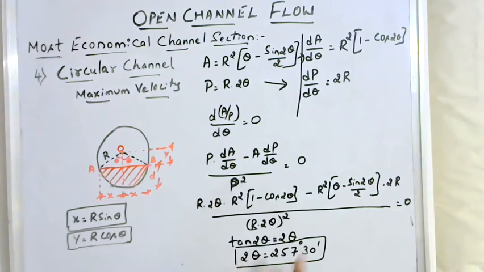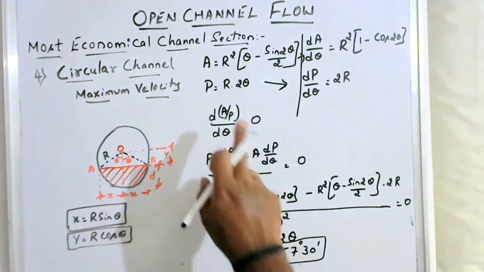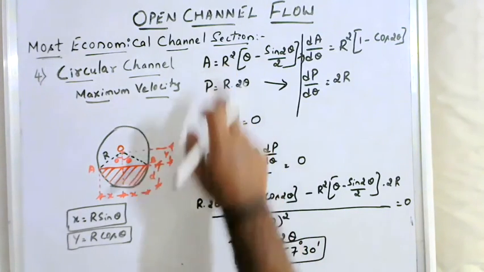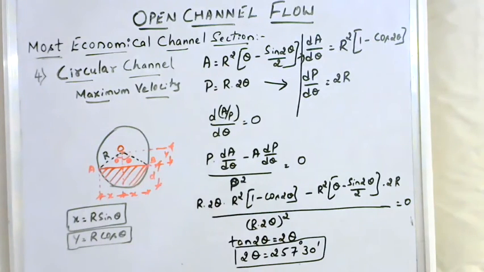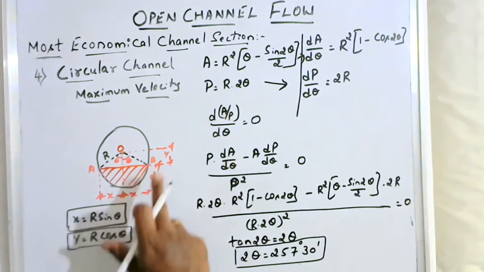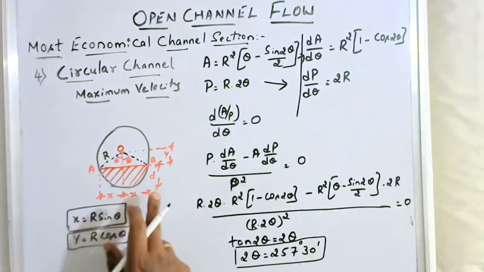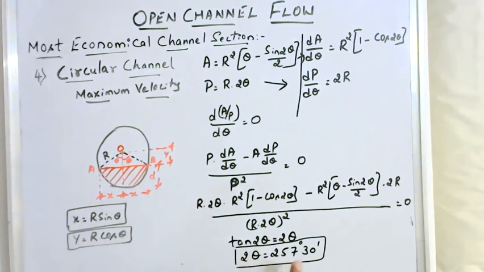I'll substitute the value of 2 theta in the area as well as the wetted perimeter. You can get what will be the area in terms of R, and the wetted perimeter in terms of R. Thereby you can find out what should be the depth of flow, that is D. So from the sketch I can write the value of D. In that, you substitute the 2 theta value as 257 degree 30 minutes. Also theta works out to be 257 degree 30 minutes divided by 2, that is 128 degree 45 minutes.